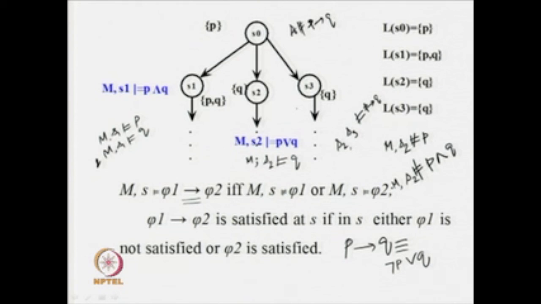Either S does not model phi 1 or S models phi 2. If you come to this particular point, both P and Q are true, that means in this condition phi 2 is true over here. So, you can say that S 1 also models P implies Q. So, this is the way that we are going to look for the truth values of our CTL formulas.